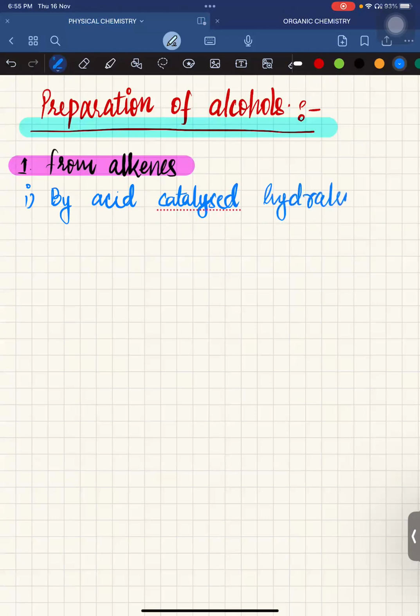Hydration basically, you are going to add a water molecule to an alkene and you will be getting an alcohol. How does this take place? So with the help of an example, I'm going to show you.